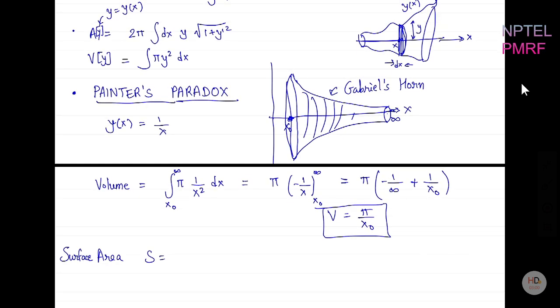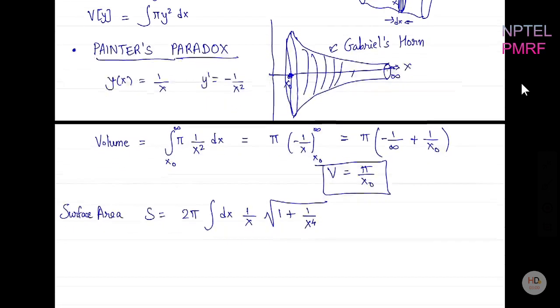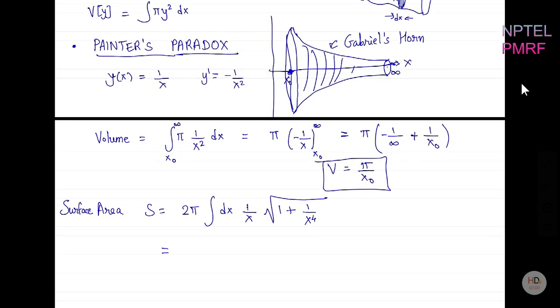Well, it is given by this equation. So 2 pi times the integral of dx, where y is 1 over x, and the square root of 1 plus the derivative of y squared. The y derivative would be minus 1 over x squared, so this becomes 1 over x to the power 4. Now this integral is obviously very difficult to do, but what we can show is that it is in fact infinite, and that is what we are going to show.